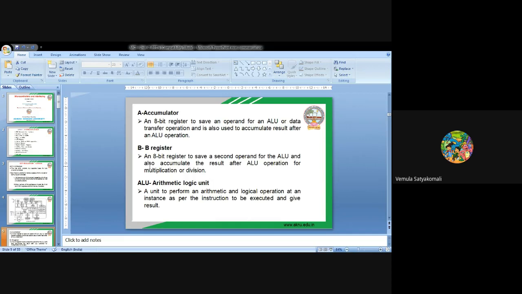Okay, now the next one is the accumulator. This is the main unit, the arithmetic and logic unit. That means in this unit we can perform all the arithmetic and logical operations. This is the main unit in the 8051 microcontroller. It performs the operations as per the instruction given to the processor, and after execution the result is stored in either the accumulator or the B register.